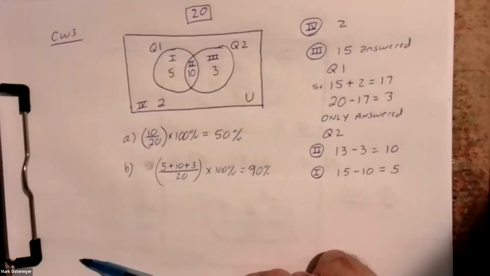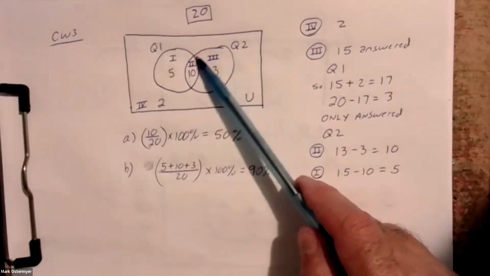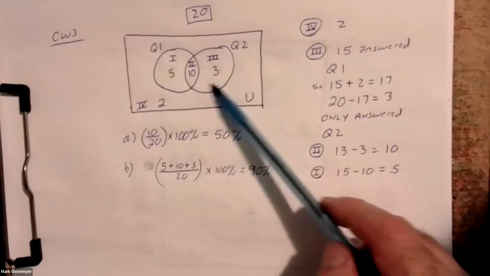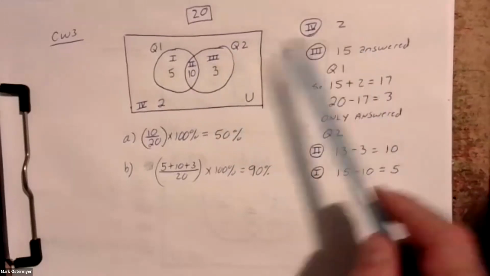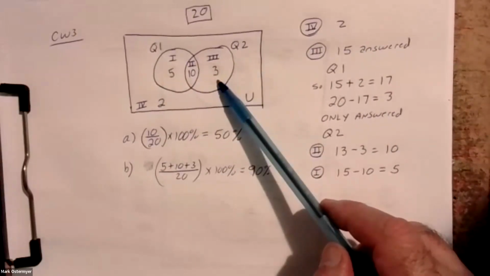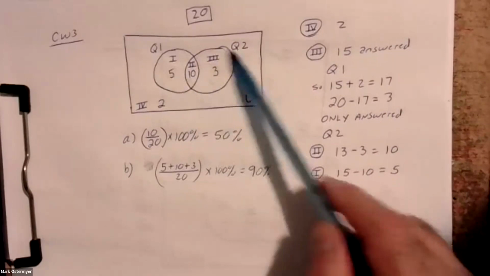And there you go. So this problem was a little bit more difficult to do. That was my approach. You could have also started off by using this circle first, by saying, well, we know 13 students answered question 2. 13 plus 2 is 15 students accounted for. So 20 minus 15 leaves you with 5 students that only answered question 1. You could have started that way.